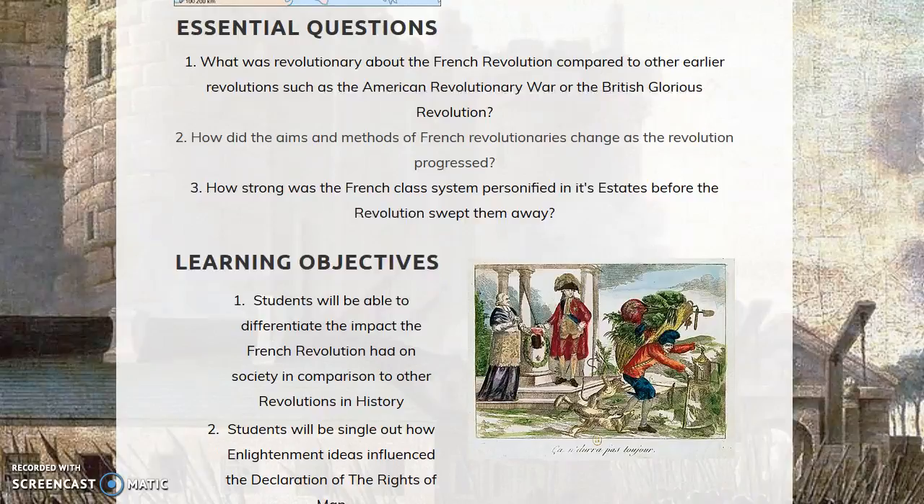Now moving on, here are the essential questions I want you to think about throughout the unit. Number 1. What was revolutionary about the French Revolution compared to other earlier revolutions, such as the American Revolutionary War or the British Glorious Revolution? Number 2. How did the aims and methods of the French revolutionaries change as the revolution progressed? And number 3. How strong was the French class system personified in its estates before the revolution swept them away?